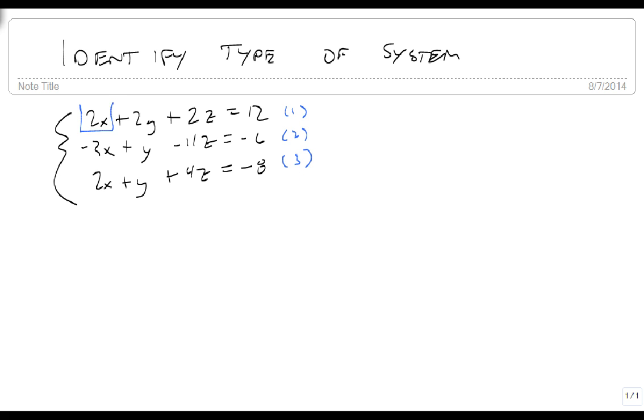And our first goal is to get an x by itself. The easiest way to do that, since everything is even, is just to take half of equation 1. So that gives me x plus y plus z equals 6. The other equations, of course, remain unchanged because we haven't done anything with them yet.